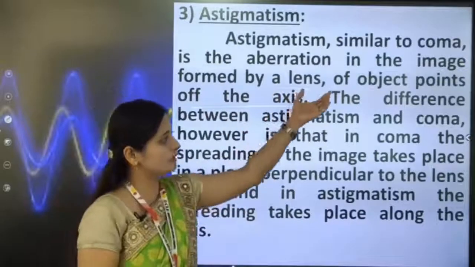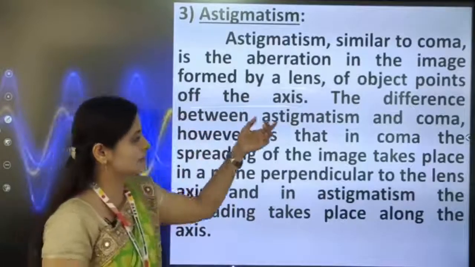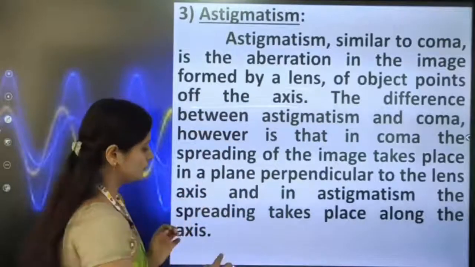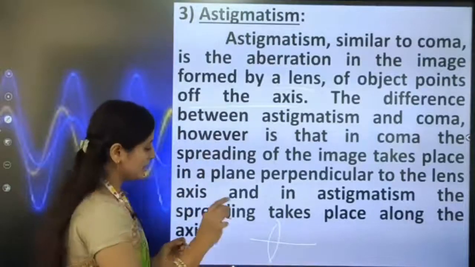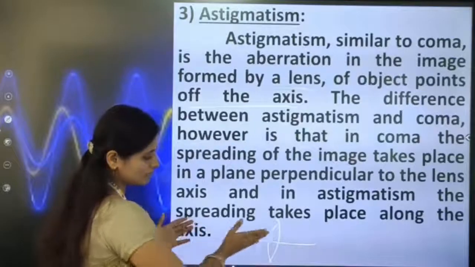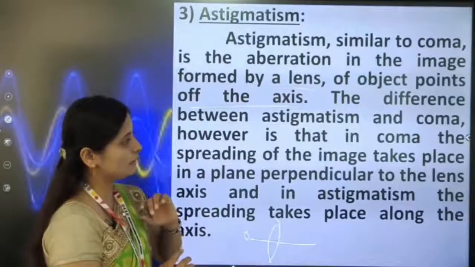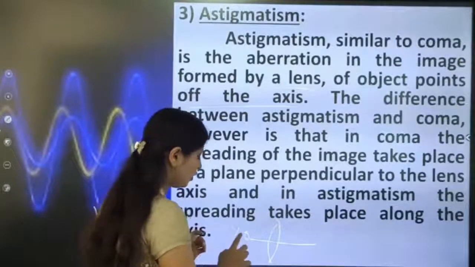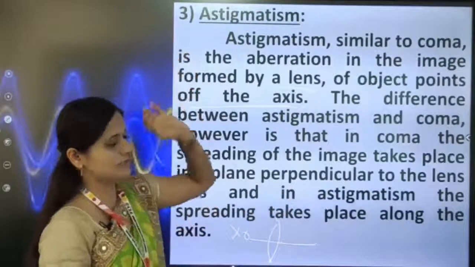So the object point is off the axis. At that time, what is the difference between astigmatism and coma? In a coma, we are not placing an object point on the axis of the lens, right? So in astigmatism, what happened? The object point is off the axis. So there is no object point on the axis. So that is astigmatism.